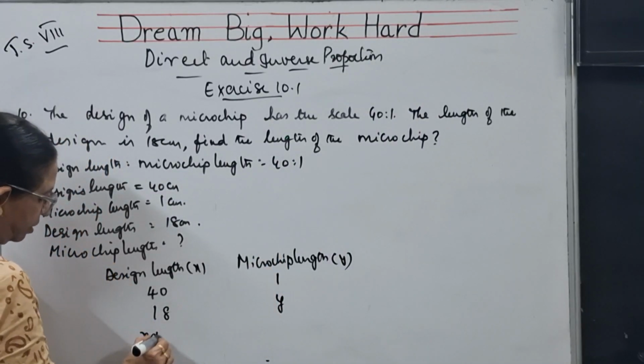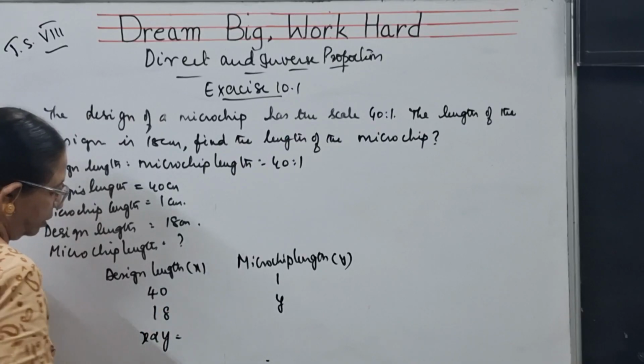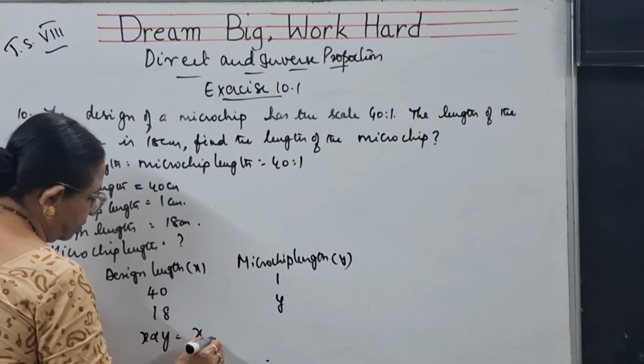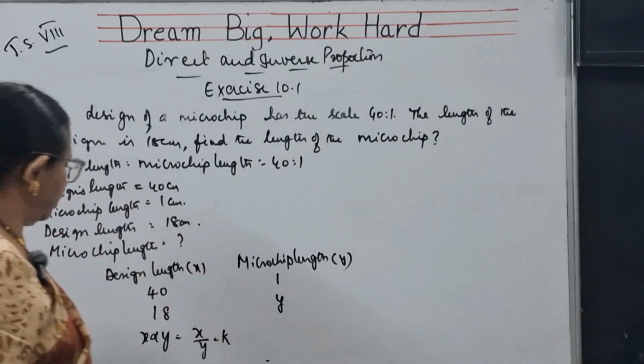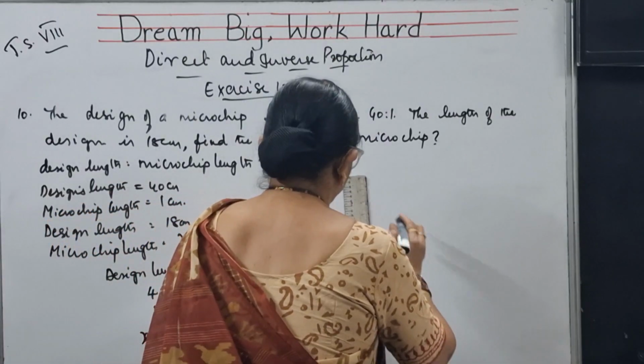We know that x is directly proportional to y. That means x by y is constant. Therefore, what you can say? 40 by 1.